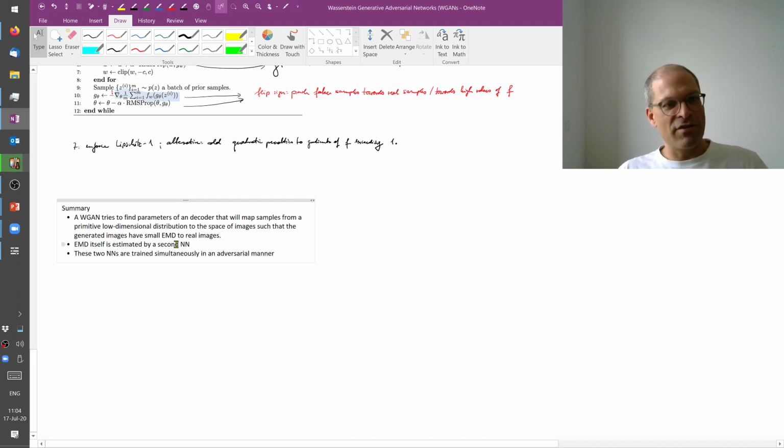The Earth mover distance itself is estimated not by solving a linear program or by solving a network flow problem, but using this dual formulation, the Kantorovich-Rubinstein formulation. The Earth mover's distance itself is estimated by a second neural network. And then these two neural networks are trained simultaneously or alternatingly to, on the one hand, get an updated estimate of the EMD, and on the other hand, an update of the neural network that generates the fake images.